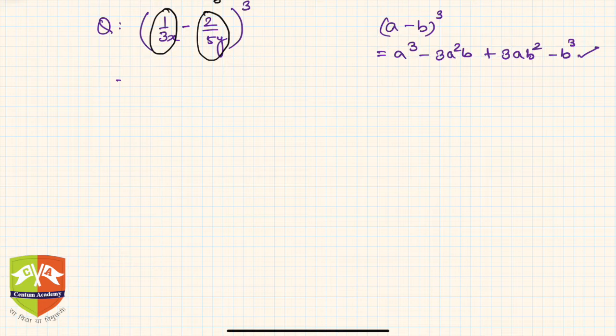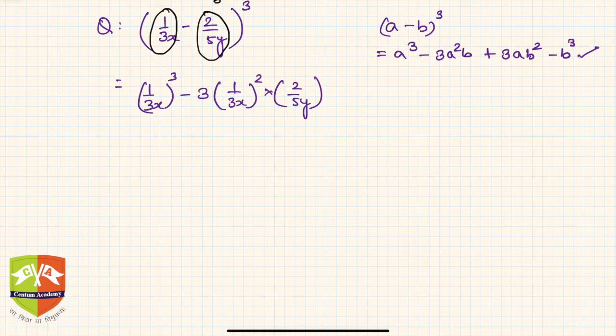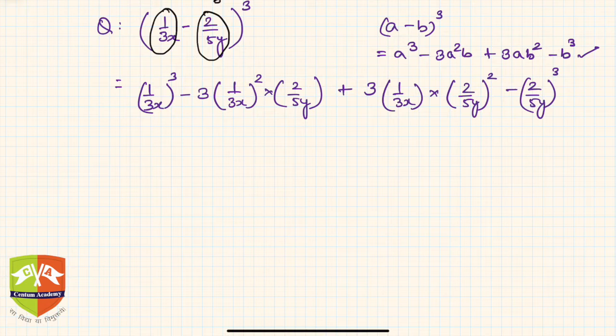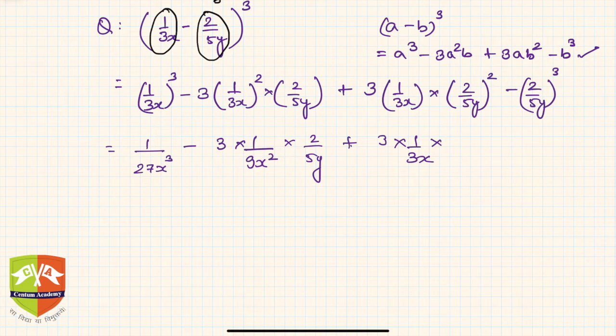So hence the expansion would be nothing but a cube, that is (1 by 3x) whole cube, correct, because a is 1 upon 3x, minus 3a square, so (1 by 3x) whole squared, times b, b is 2 upon 5y, plus 3 times 1 upon 3x into (2 upon 5y) whole squared, minus (2 upon 5y) whole cubed, isn't it? Now it's left to just simplify them, so this will be nothing but 1 upon 27x cube, right, minus 3 times 1 upon 3x square will be nothing but 9x squared, I can write that, into 2 upon 5y, so let it be like that, then plus 3 into 1 upon 3x into 4 upon 25y square. If you open the square here, you'll get this, and minus 2 cube is 8, and 5y cubed is 125y cubed.